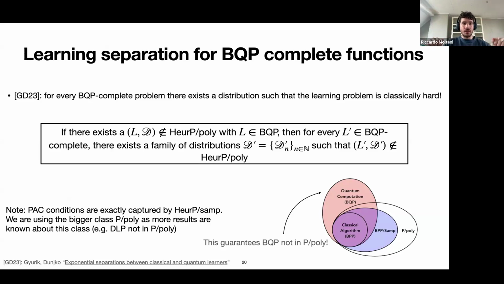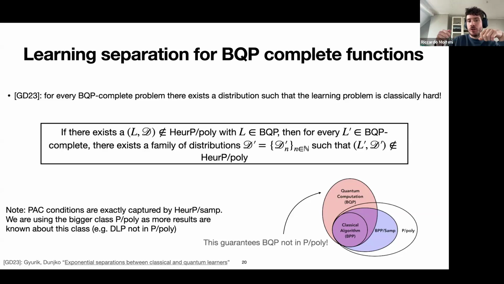What precisely we mean: in a previous work from Casper, it was shown that for every BQP-complete problem, so for every BQP-complete function, there exists one distribution such that learning that function on that distribution is hard. Precisely what he proved was that if we believe that there is one language and one distribution that is outside P/poly but inside BQP, then for every BQP-complete problem, there exists one associated distribution such that the learning problem is outside P/poly.